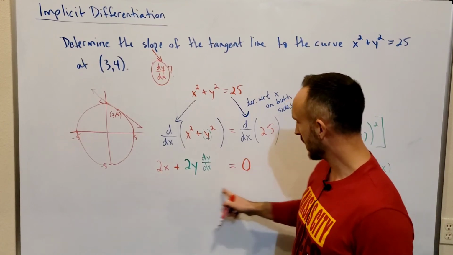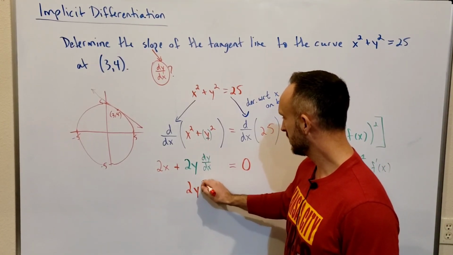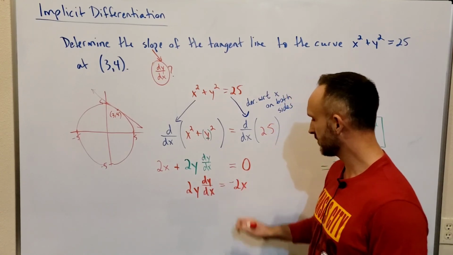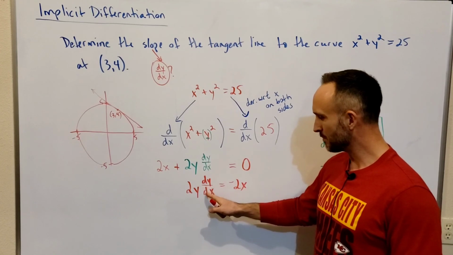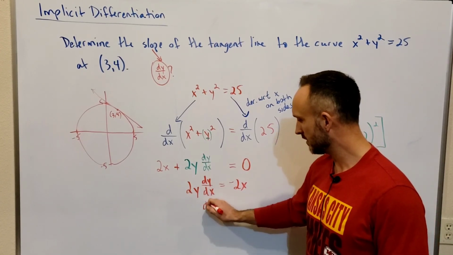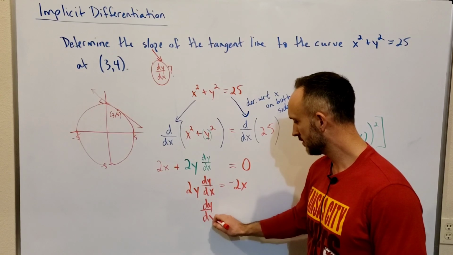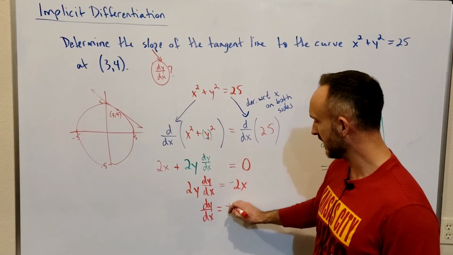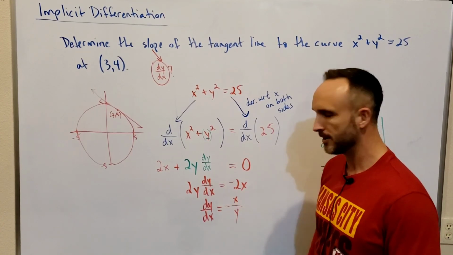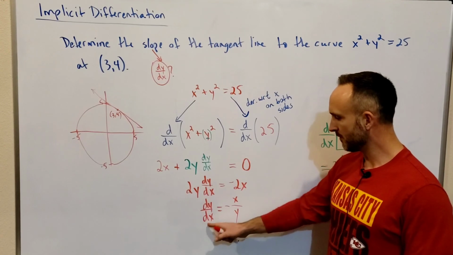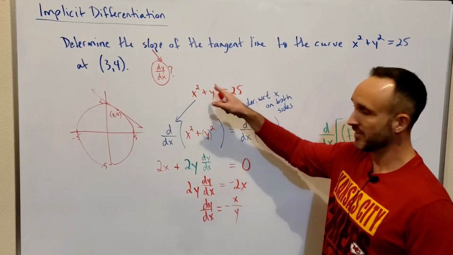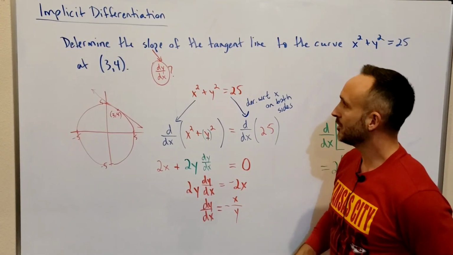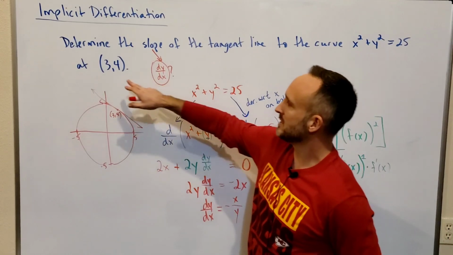So now what we're going to do is subtract our 2x. So we have 2y times dy dx equals negative 2x. To get dy dx by itself, I'll divide both sides by 2y. Negative 2x divided by positive 2y is negative x over y. Okay? So this is the formula for the slope of the tangent line to this curve, to this circle, at any xy ordered pair.